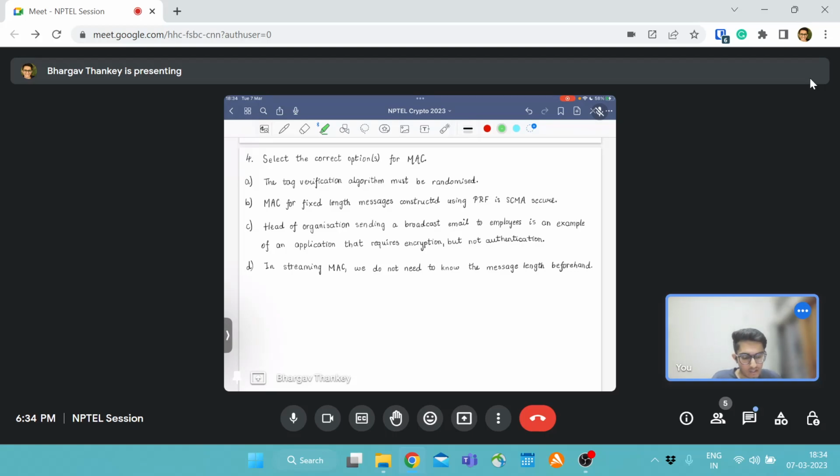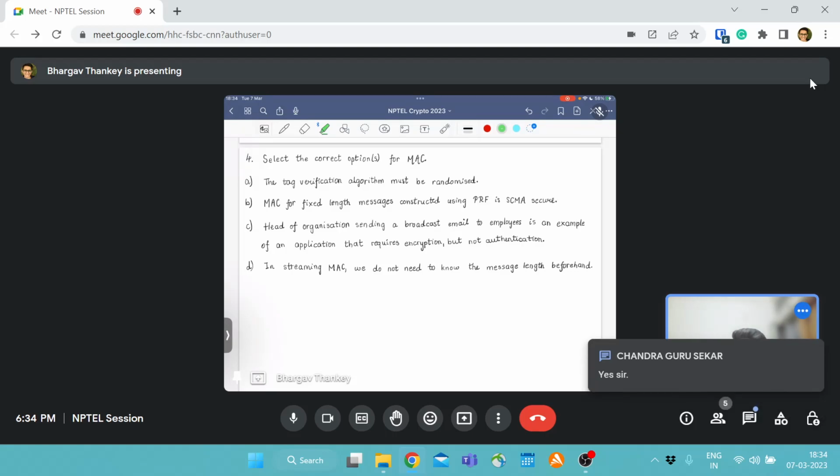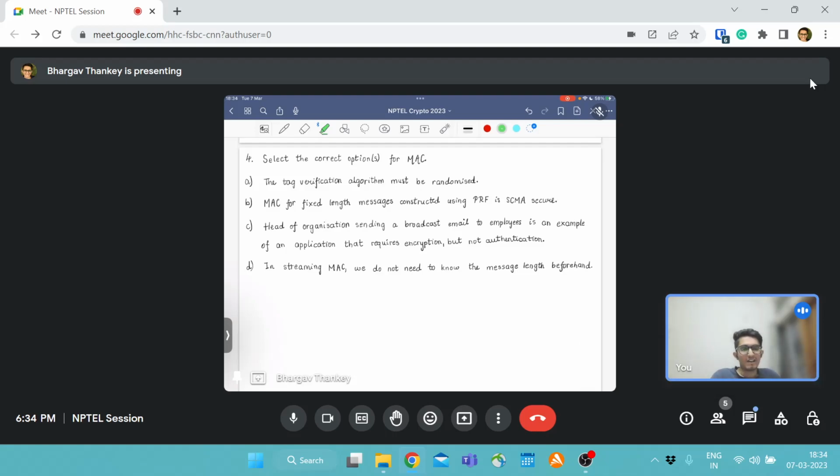Okay, so we were at option A. If the tag verification algorithm is randomized, then given the same message tag pair, it can give you different outputs. But what is the tag verification algorithm supposed to do? If you give it the correct message tag pair, it should output one. If it were randomized, given the correct message tag pair, it could sometimes output zero and sometimes output one. So in fact, the tag verification algorithm must not be randomized; it must be deterministic.